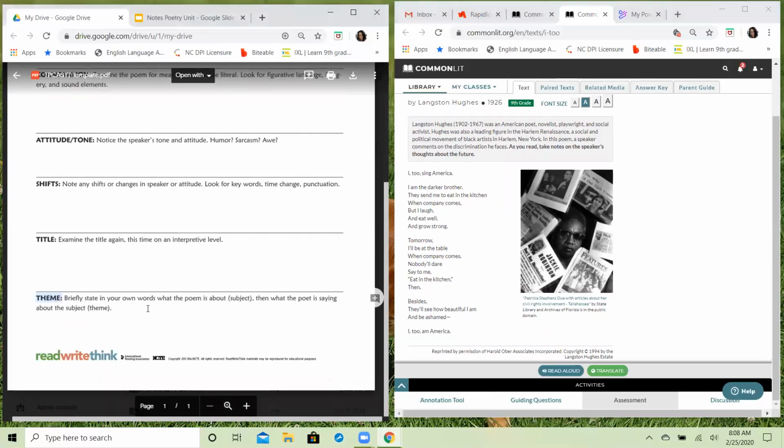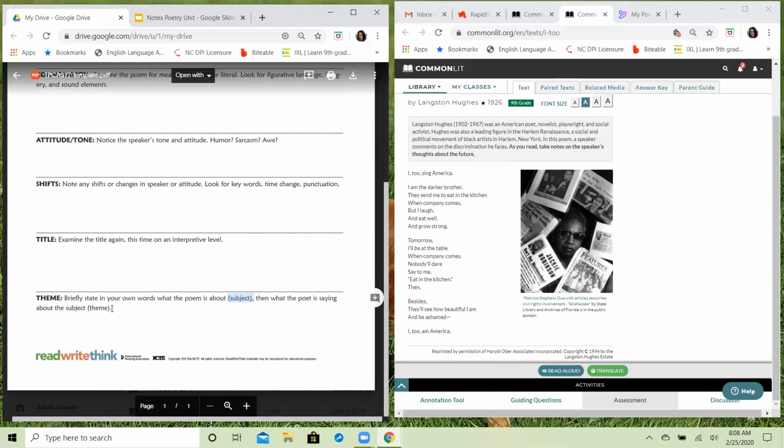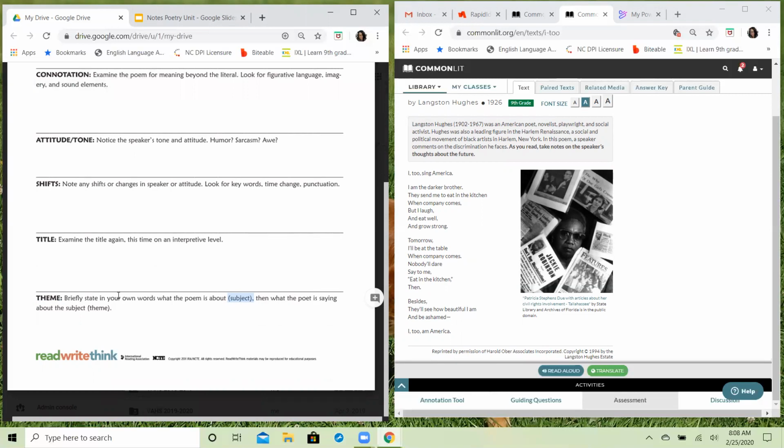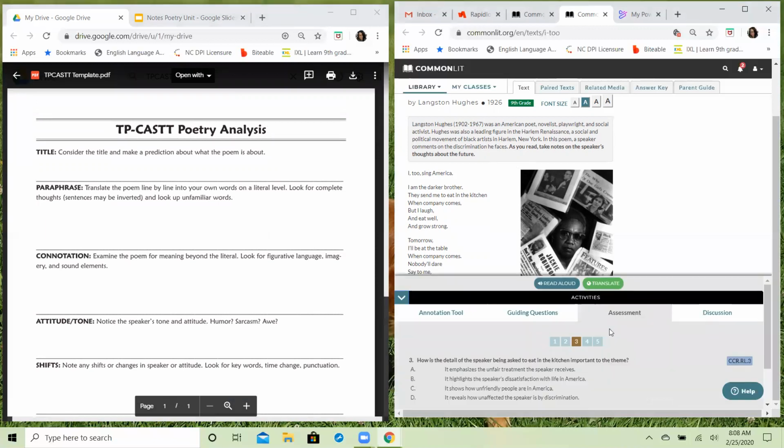The last thing is theme. Briefly state in your own words what the poem is about. A subject. Tell me what this poem is about. And then what is the poem saying about the subject? This is a two-part question where you have to know not only what the poet is talking about, or what the speaker is talking about, but why. What are they saying? What is so significant? So what? Who cares? Why should it matter? That's what you're looking to do. So again, if you can complete this TPCASTT poetry analysis worksheet, answering these multiple choice questions with your poems especially, you should see a lot better score for your answers and making sure you answer those questions correctly.